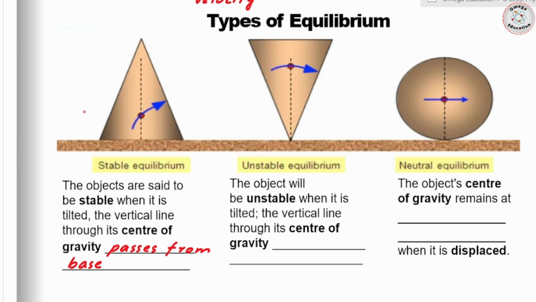For example, you have the cone over here. If I try to tilt the cone a little bit, it'll be looking something like this.